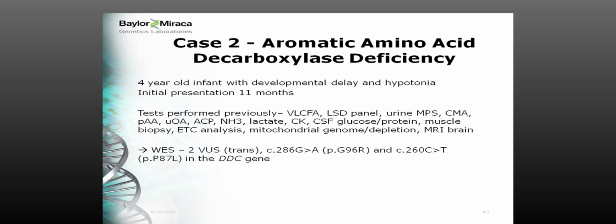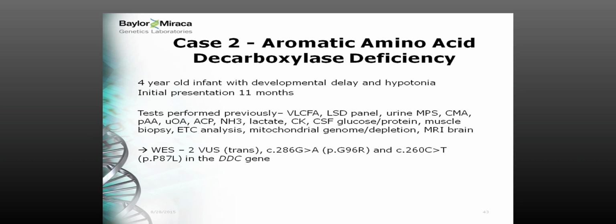The next whole exome case that we looked at was from a 4-year-old with developmental delay and hypotonia. You can see a large number of biochemical tests, everything from very long chain fatty acids, lysosomal storage diseases, plasma amino acids, urine organics, microarray, urine MPS, all the way to a muscle biopsy for mitochondrial enzymology, and other sorts of testing. Whole exome sequencing was done.